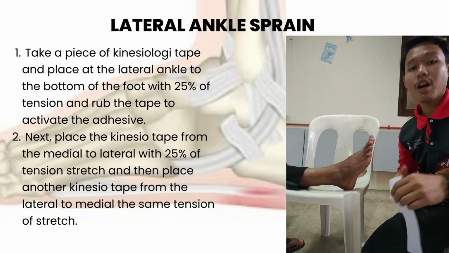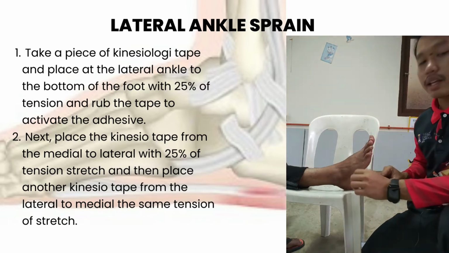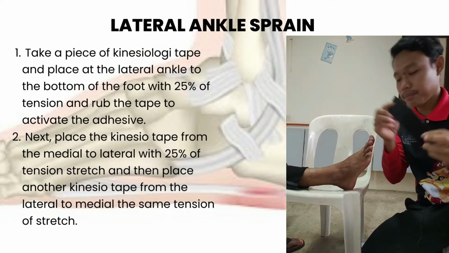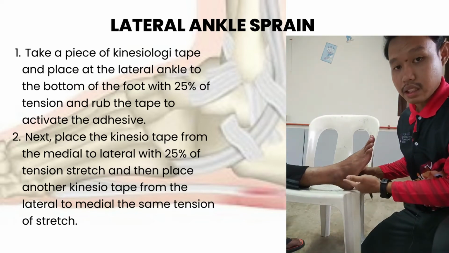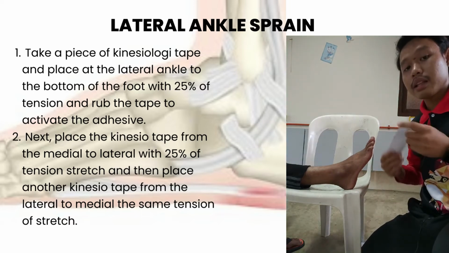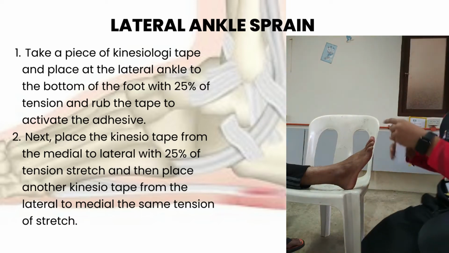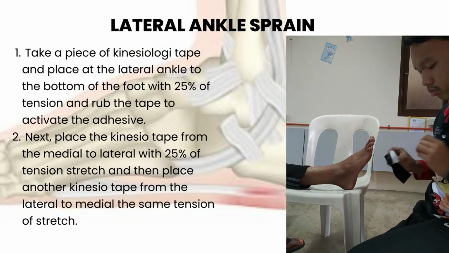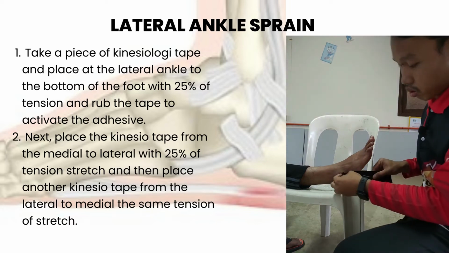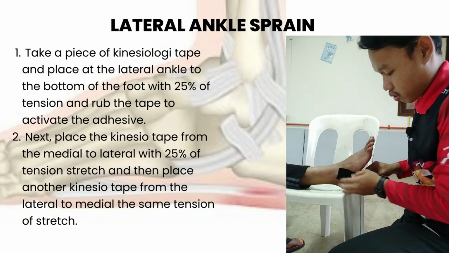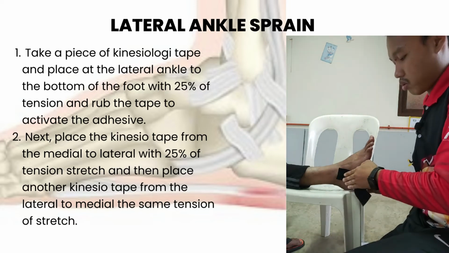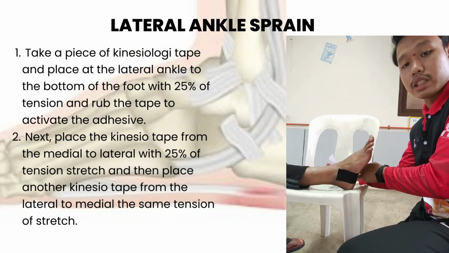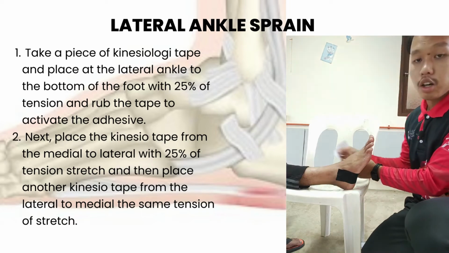Okay, now I want to show how to tape a lateral ankle sprain. This is the kinesio tape and this is the area of the lateral ankle. First, take a kinesiology tape and place it at the lateral ankle to the bottom of the foot. Put the kinesiology tape at 25% of stretch.